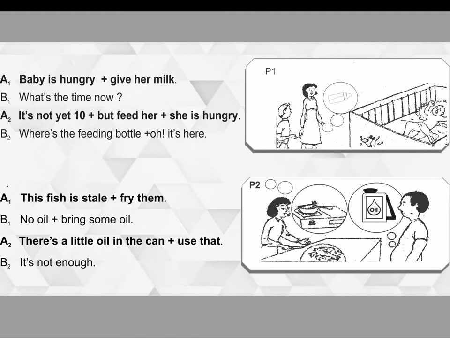Dialogue number 2. This fish is stale. Fry them. There is a little oil in the can. Use that.